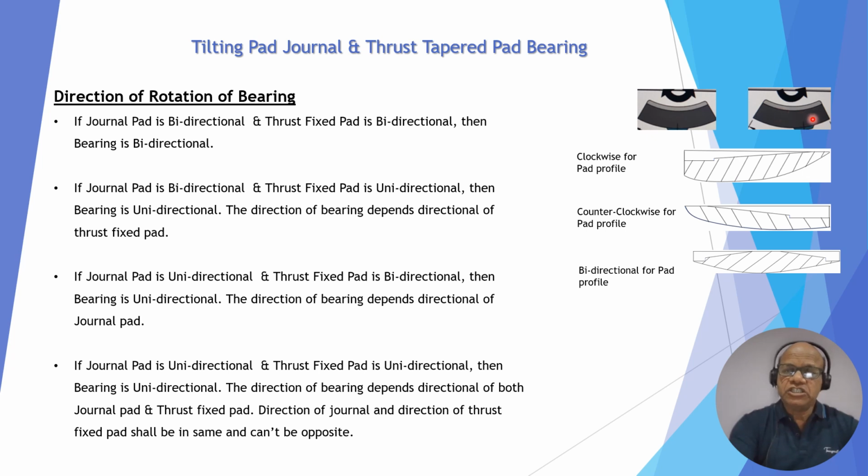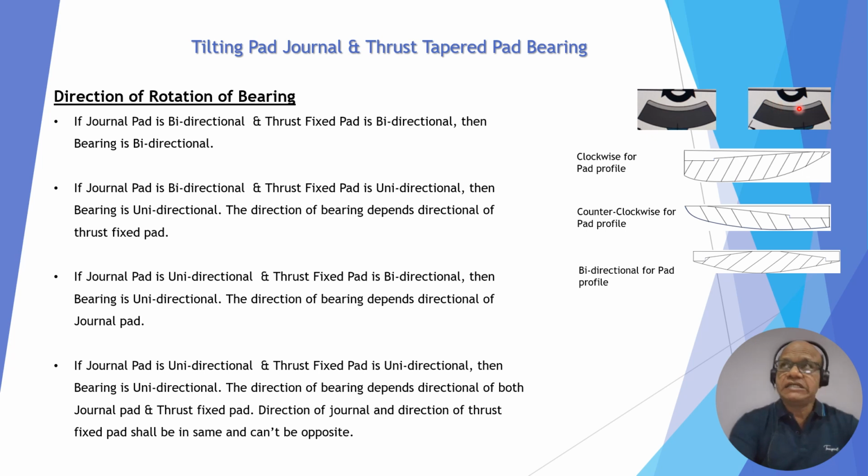The thrust pad is unidirectional and journal bearing is unidirectional and journal tilting pad is unidirectional and thrust pad is bidirectional, then direction of bearing will be direction of tilting journal pad, like this, clockwise.